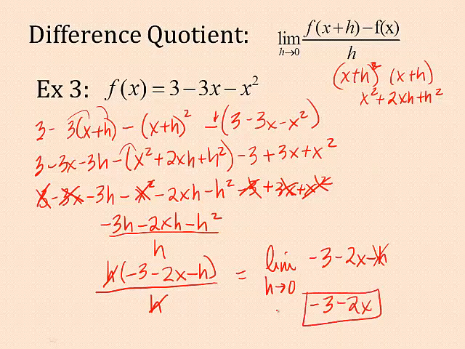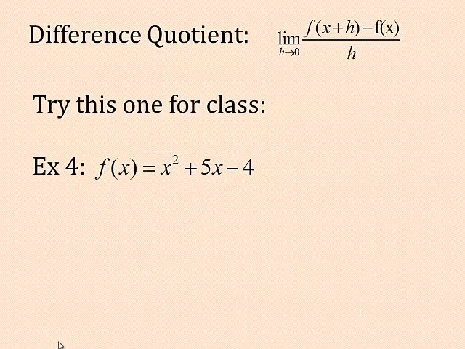Alright, that would be my final answer. Alright, a lot of work, but you're getting down to the nitty-gritty here. You're finding out what happens if there's a change of your x value. That's exactly what this is doing. It's finding a slope of a line, which sounds strange, but that's what you're doing when you're doing a difference quotient. Okay, I want you to try this one for class. Okay, take it in steps, show all your work so you don't lose a step, and see you in class.